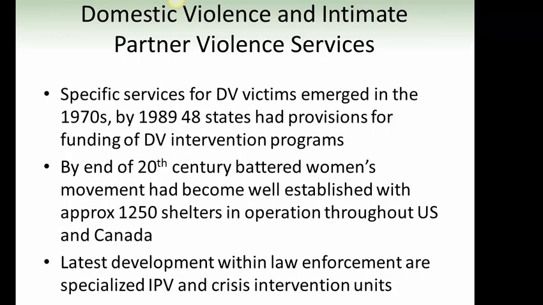Domestic violence and intimate partner violence services. Specific services for DV victims emerged in the 1970s. By 1989, 48 states had provisions for funding of DV intervention programs. By the end of the 20th century, the battered women's movement had become well established, with approximately 1,250 shelters in operation throughout the U.S. and Canada. The latest development within law enforcement is specialized IPV and crisis intervention units.